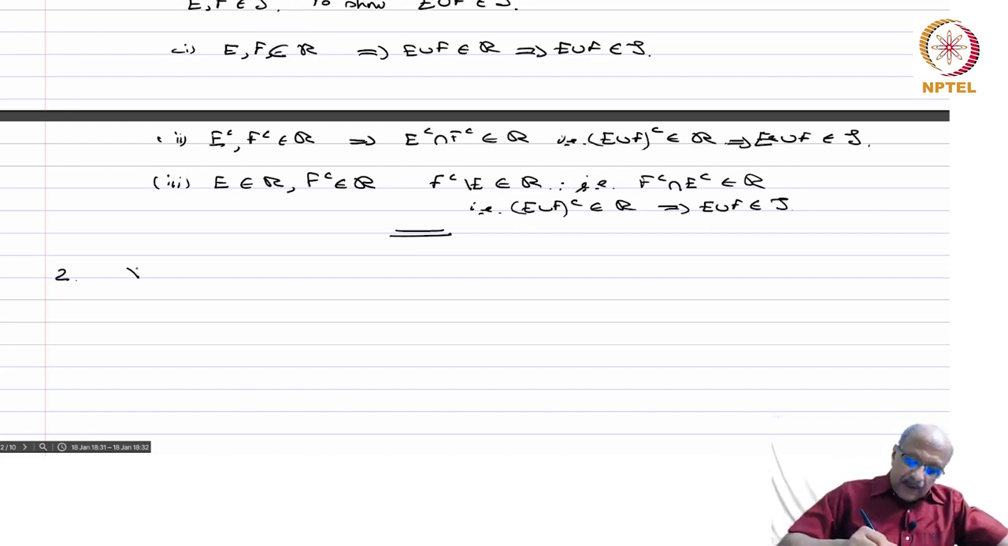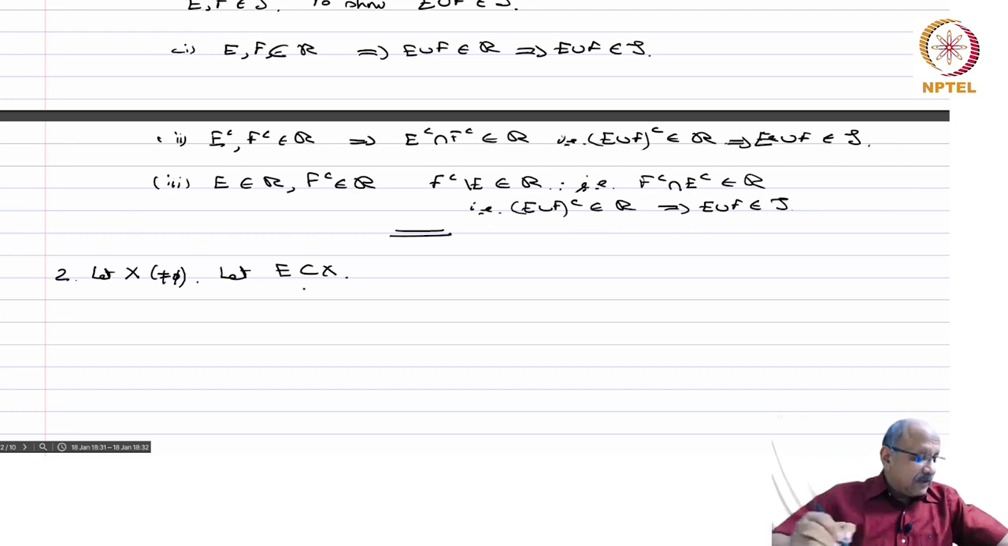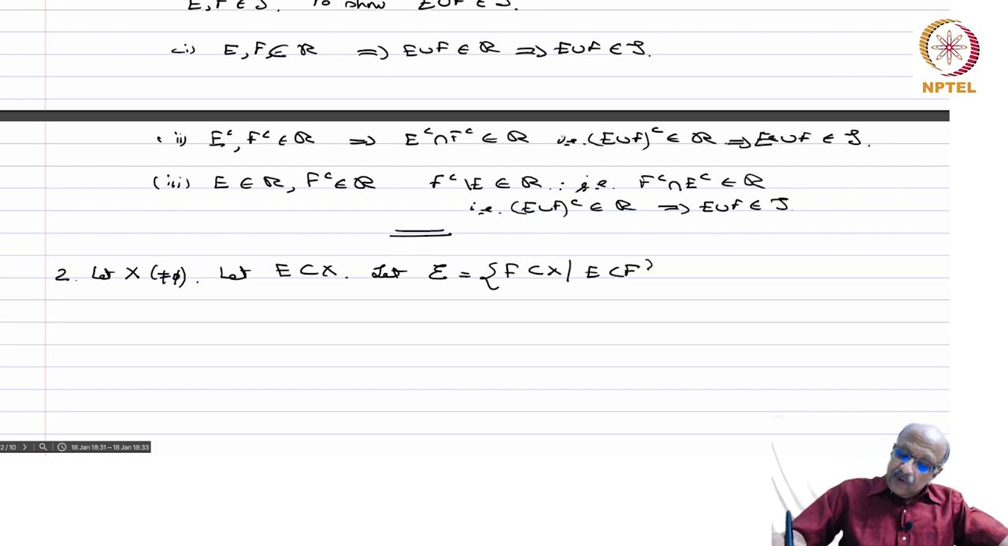Let X be a set and let E be a subset of X. Given, fix it. Let 𝓔 equal the set of all F contained in X such that E is contained in F. So it's all sets which contain E, so that is a collection. Compute R of 𝓔, compute the ring which is generated by this. So solution.